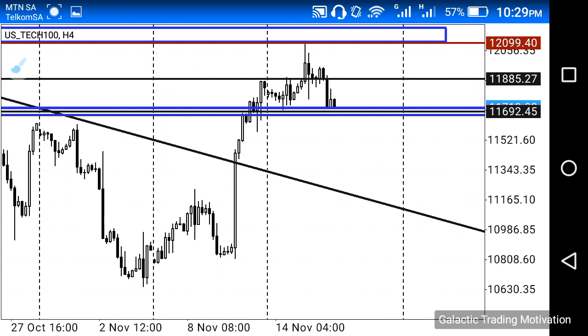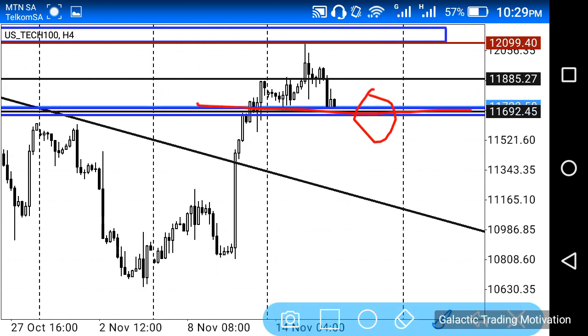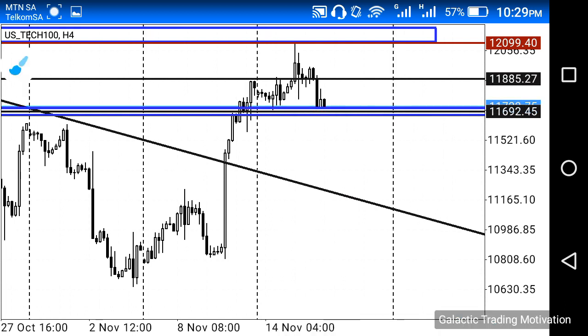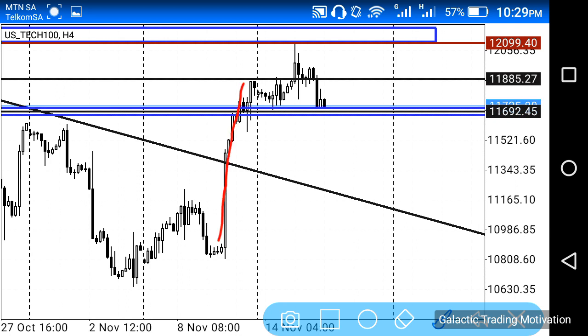So guys, as much as I'm saying that at this level over here we should be looking for potential buying opportunities, can you guys also see that we have an opposing structure in the form of a head and shoulders pattern? Can you guys see that, which has a neckline more or less at this level over here, right? So it makes things tricky now because we have two opposing structures.